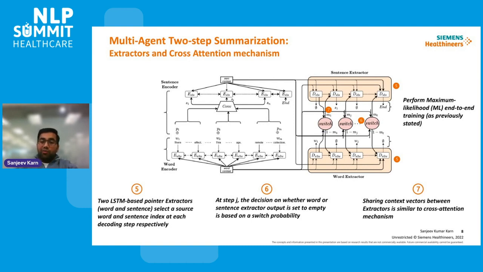In addition to sending the signal through the switch network, we also share the context vector, which was used to obtain the attention over the word and sentence distributions at each step. So the context vector is passed from the word extractor to the sentence extractor, and the same goes from the sentence extractor to the word extractor. This is similar to a cross-sentence mechanism.